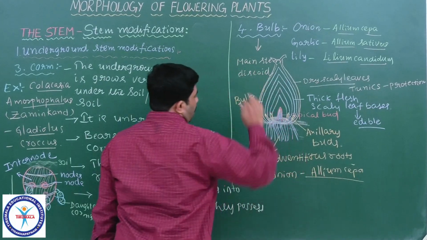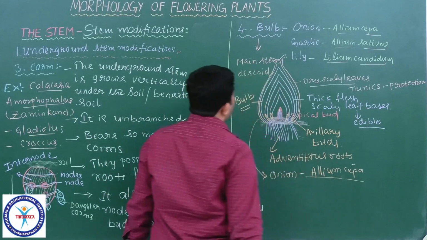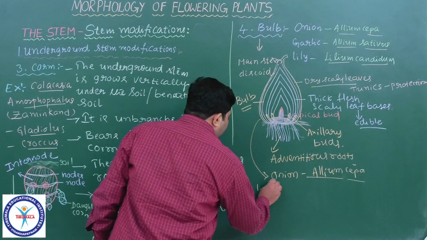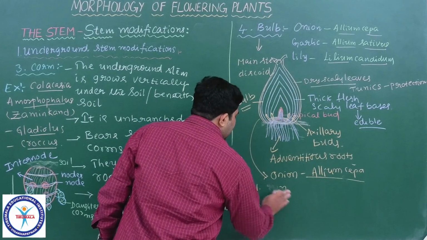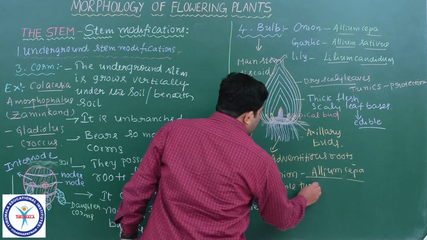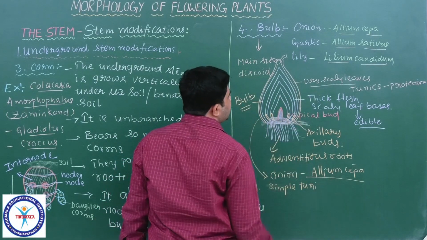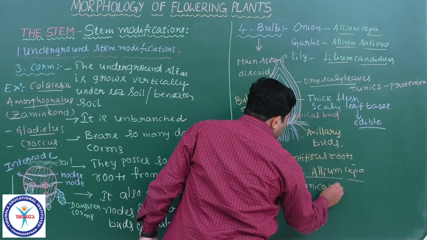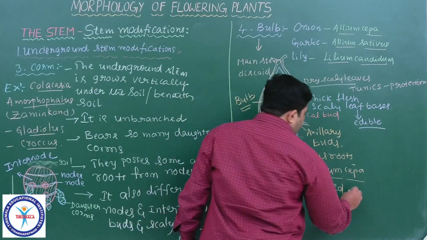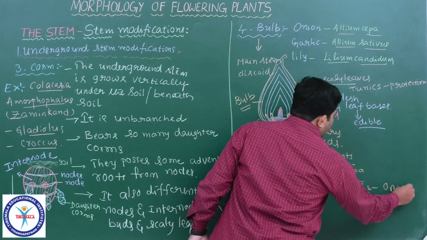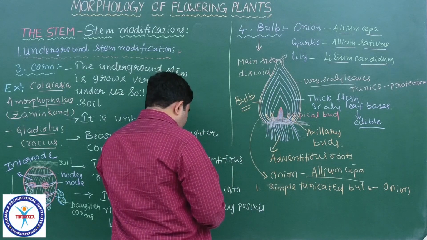The bulb is differentiated into three categories. The first one is the simple tunicated bulb. Tunicated means tunics are present here. So radial leaves we observe. Simple tunicated bulb is seen in onion.